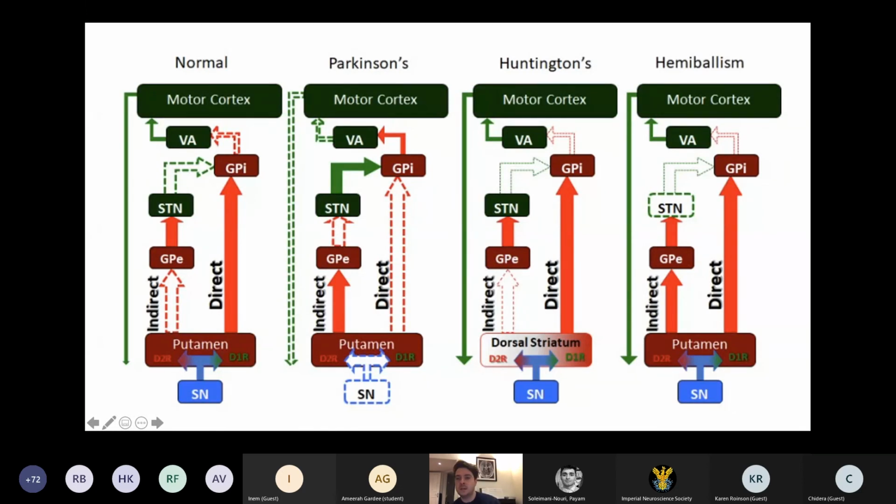And in hemiballism, that subthalamic nucleus is now the problem. So although you've got the normal inhibition, you've got no function of the subthalamic nucleus to excite this here. So without the excitation of the GPI, that VA, just like in Huntington's, is released to allow output into the motor cortex. So the thalamus is allowed, and it gives you involuntary movements that you do not want. So that's a useful little slide to just compare.